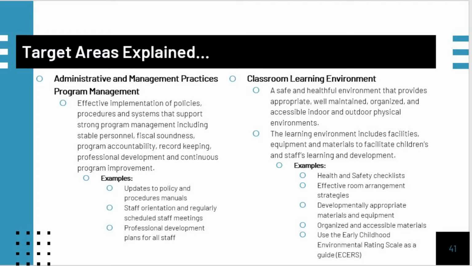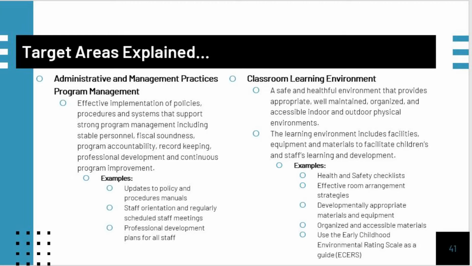So the way to show evidence of this is you can have health and safety checklists that are either done on a daily basis, on a weekly basis, or even on a monthly basis. An effective room arrangement strategy. A good way to show this is you would take maybe a before picture of the classroom and then do the arrangement that is going to benefit the classroom and the children and the teacher better, and then take the after pictures, and you can have that as evidence.